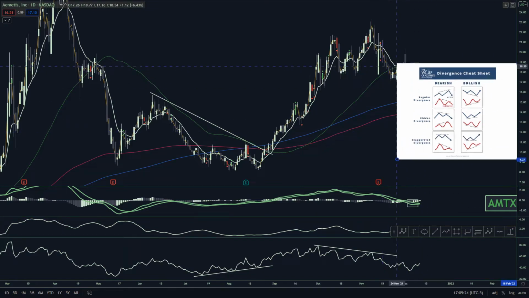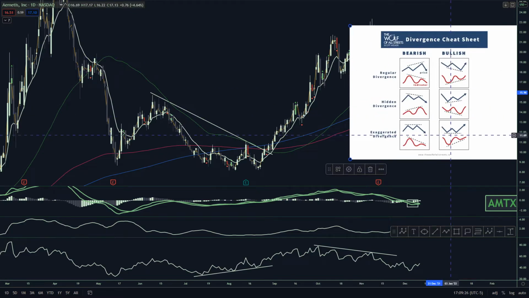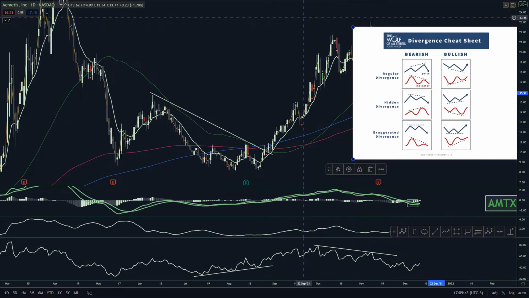I have this divergence cheat sheet here for you guys to see. So obviously there's bullish and bearish forms of divergence. Today we're just going to be talking about regular divergence, not really hidden or exaggerated. So I'll keep this cheat sheet up here as I show you guys what exactly I'm talking about. So going over bullish divergence, what are we really looking for? Obviously you're going to be using your RSI indicator, which is seen below.